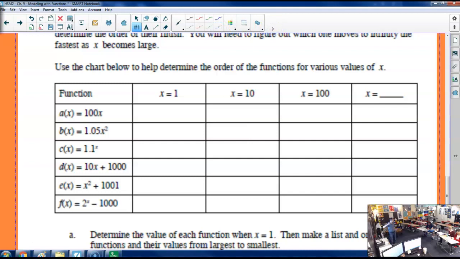It means times 10 to the. It's scientific notation. E is the calculator's way of doing scientific notation.